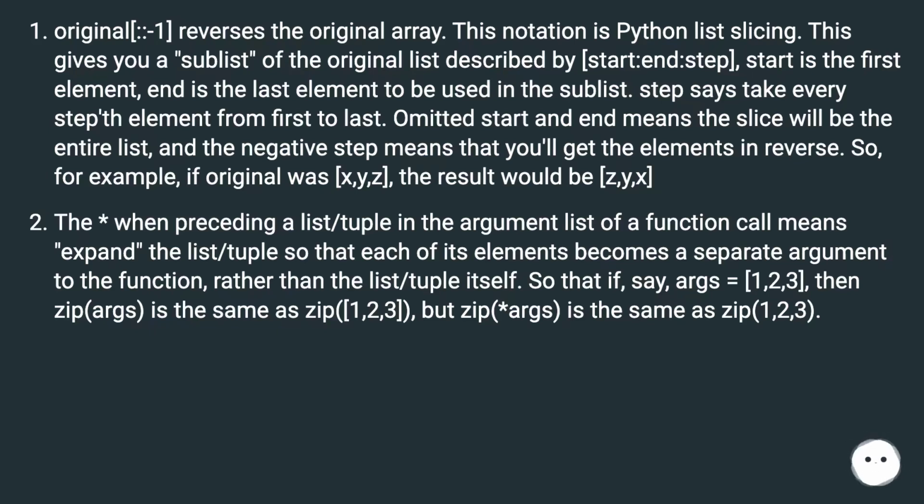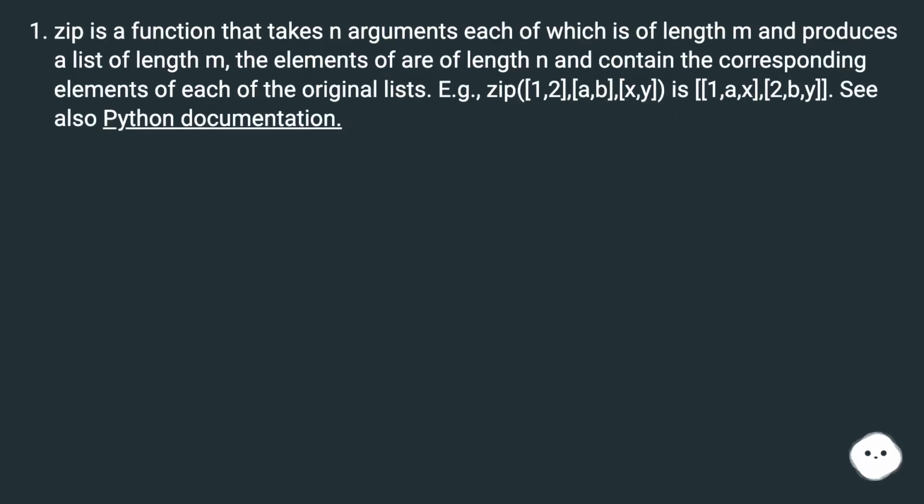The asterisk, when preceding a list or tuple in the argument list of a function call, means expand the list or tuple so that each of its elements becomes a separate argument to the function, rather than the list or tuple itself. So that if, say, args equals [1, 2, 3], then zip(args) is the same as zip([1, 2, 3]), but zip(*args) is the same as zip(1, 2, 3). Zip is a function that takes n arguments each of which is of length m and produces a list of length m. The elements are of length n and contain the corresponding elements of each of the original lists. E.g., zip([1, 2], [a, b], [x, y]) is [(1, a, x), (2, b, y)]. See also Python documentation.